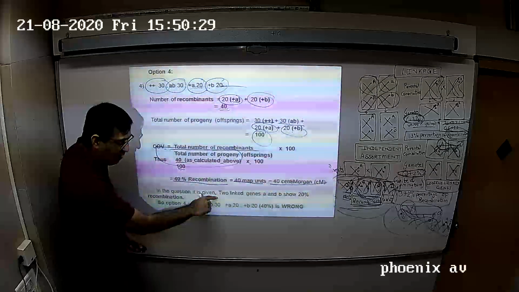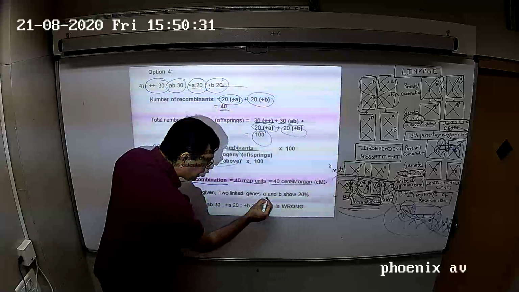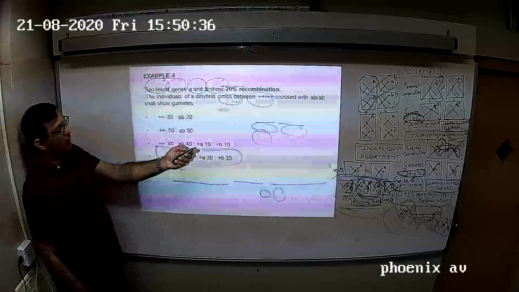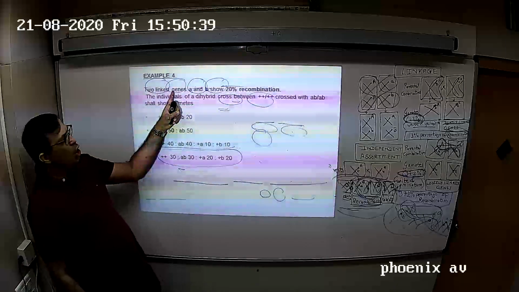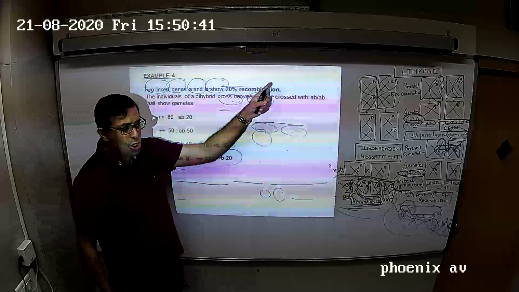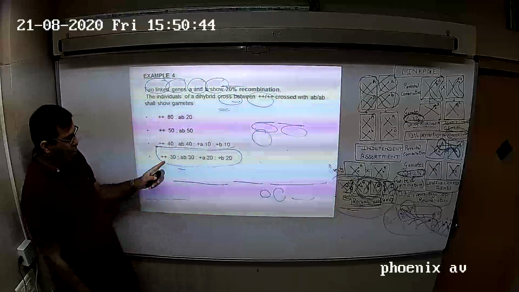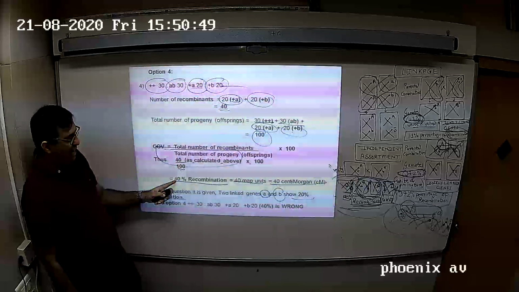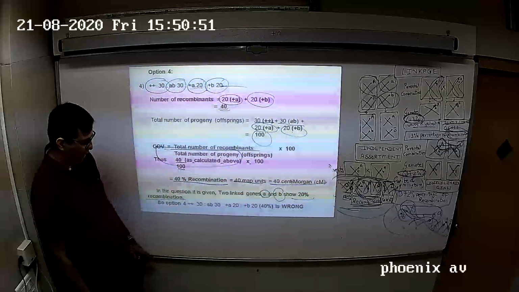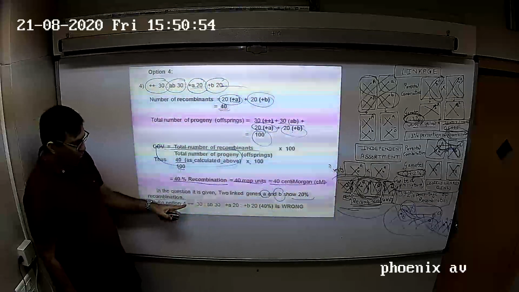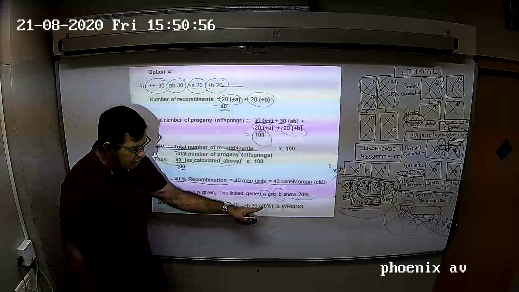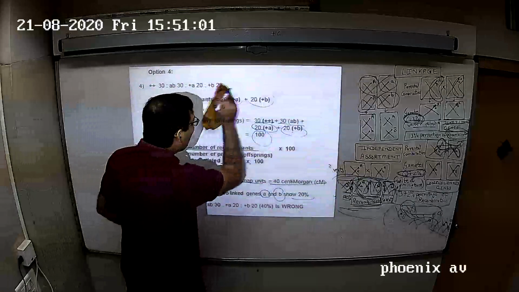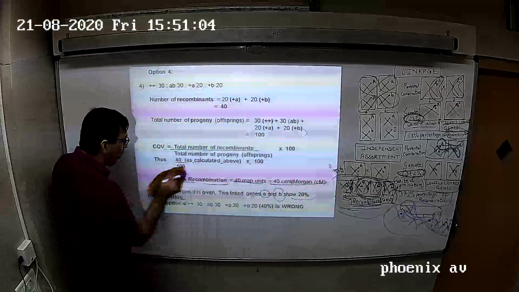In the question it is given two linked genes small a and small b show 20% recombination. And what does the fourth option show? Fourth option shows there is 40% recombination. So option 4 showing 40% recombination is wrong. ये wrong है.